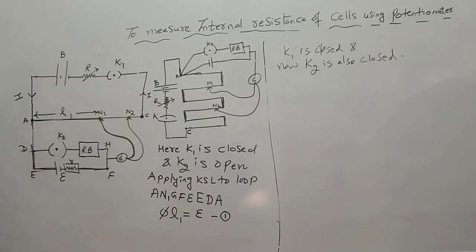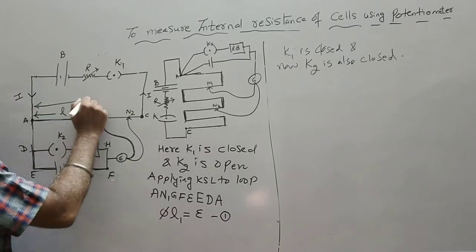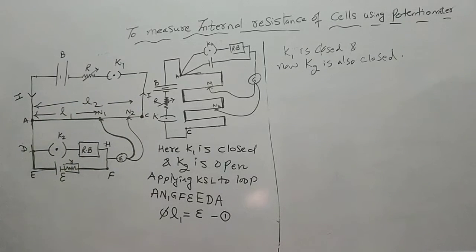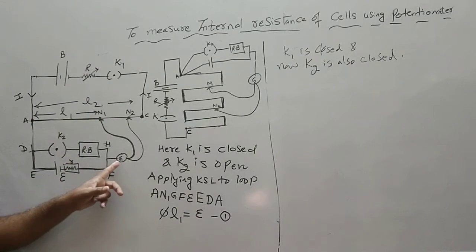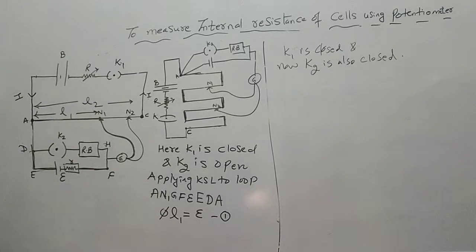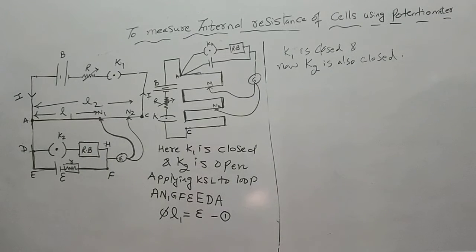Now we have to again find out the null point using the jockey, sliding the jockey on the potentiometer, and we find that the new null point is L2. The new null point is L2. It means no current is flowing through the galvanometer now. Now what will happen? This current I will not be divided at junction A. This current I will not go inside this loop because the galvanometer is showing zero deflection. So no current is coming to this.